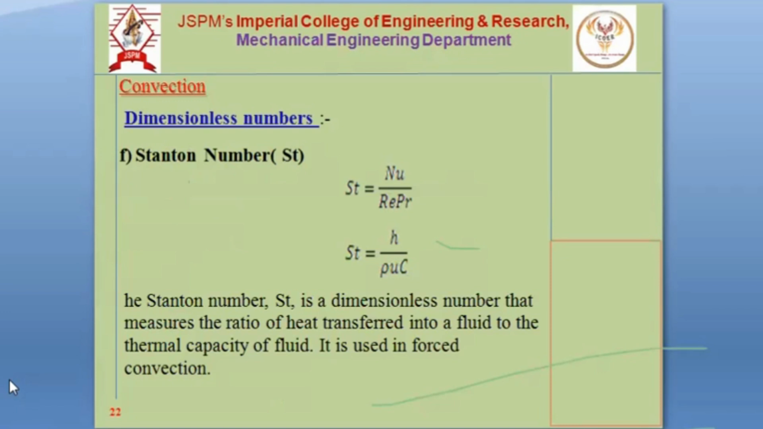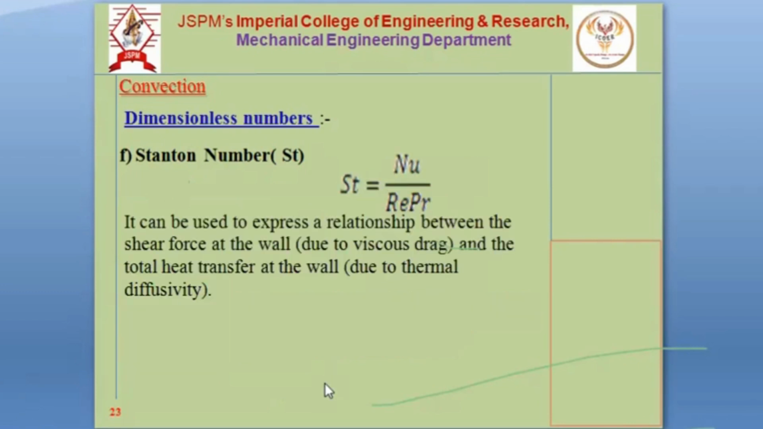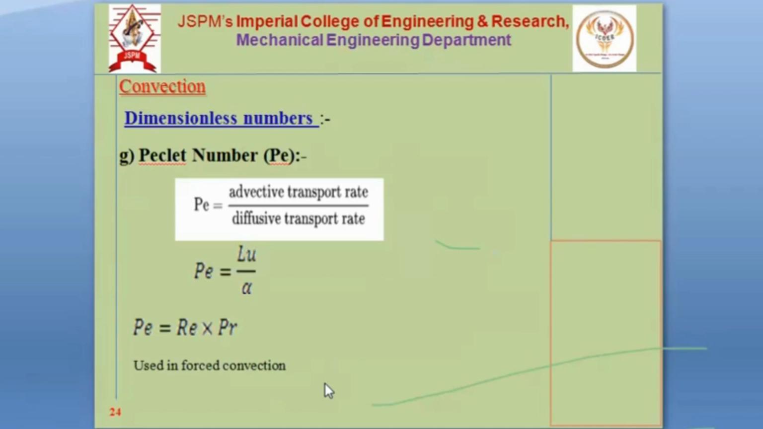Then one more number comes, the Stanton number, which is the Nusselt number divided by the Reynolds number and Prandtl number. Then comes the Peclet number. The Peclet number is advective transport divided by diffusive transport. So it is simply the multiplication of the Reynolds number and Prandtl number. It is used in forced convection.